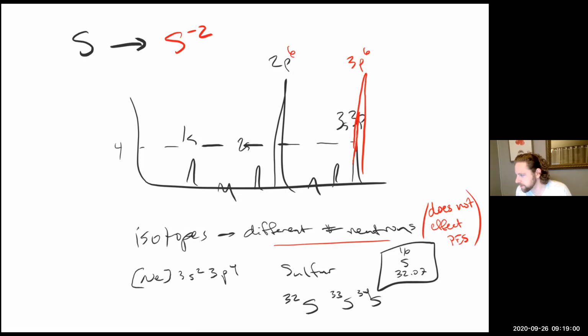I guess to answer your question, the isotopes would not affect your peak left or right or height or anything like that. Isotopes wouldn't affect this. But charges do. Would you expect these to shift to the right or the left if we have high binding energy on the left and low binding energy on the right?